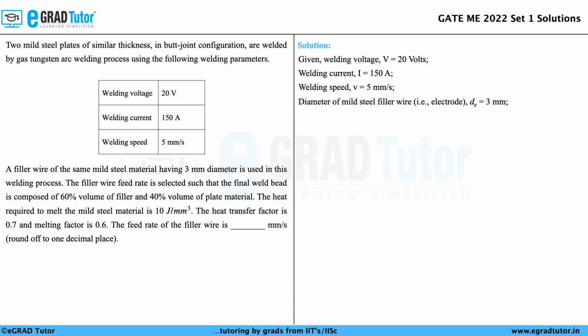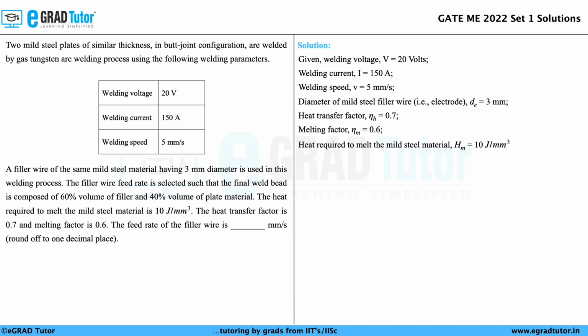that is diameter of the electrode is 3 mm. The heat transfer factor eta h is given as 0.7 and melting factor eta m is given as 0.6. We also know the heat required to melt the mild steel material is Hm is equal to 10 joules per mm cube.